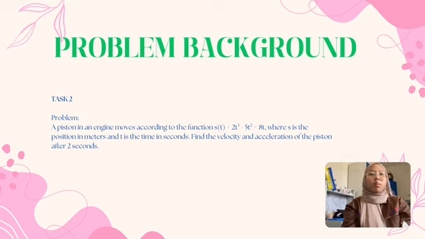So the problem for task 2 is a piston in an engine moves according to the function S equals 2t cubed minus 5t squared plus 8t, where S is the position in meters and t is the time in seconds. So we need to find the velocity and acceleration of the piston after 2 seconds.